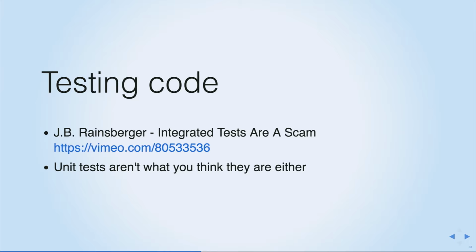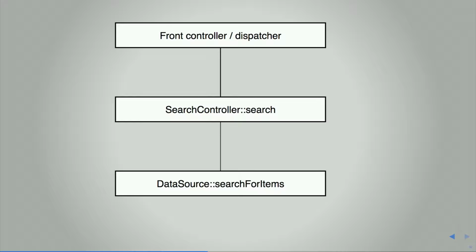There's a guy called JB Rainsberger who has a really good talk, for which there's a video at that URL. The talk's called Integrated Tests Are a Scam. It's a slightly troll headline, but it makes you think. It helps you think about tests and what they really are and what they really need to be. So he's talking mostly about integrated tests being a scam, but I think unit tests aren't really what people think they are either. We like to think of unit tests as testing code in isolation.